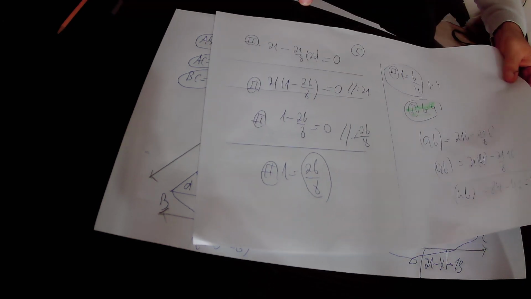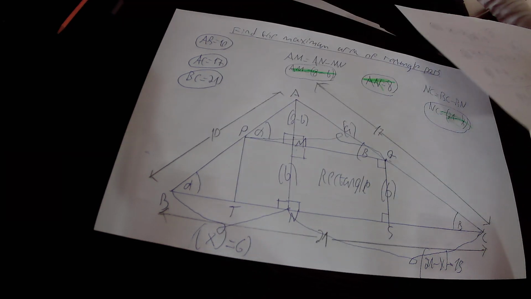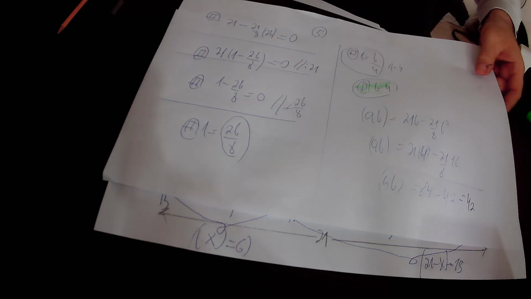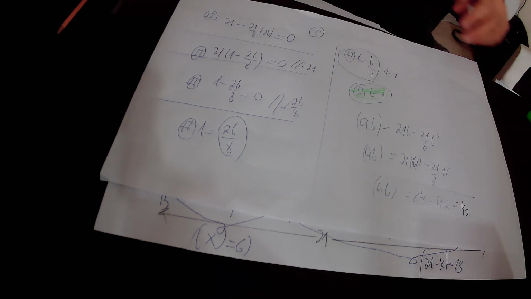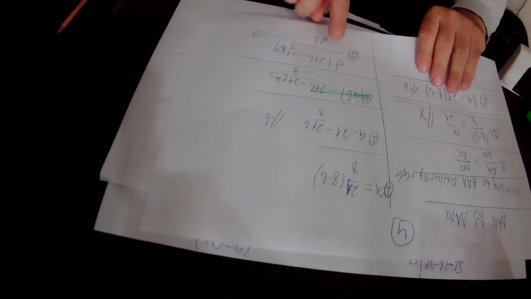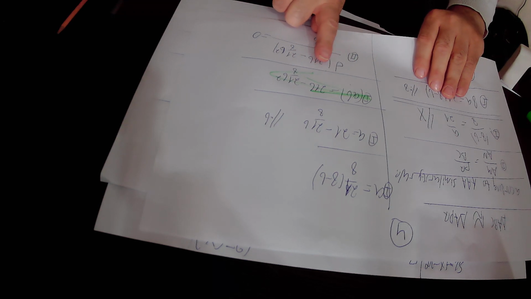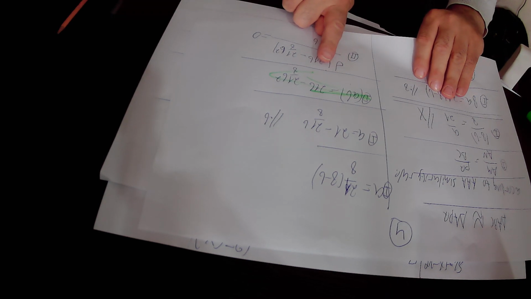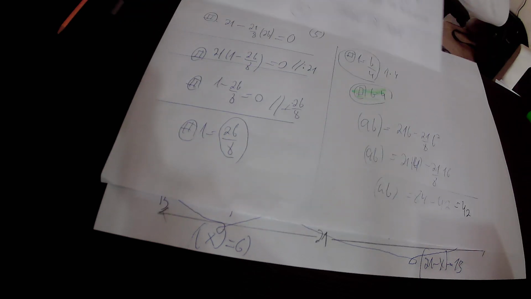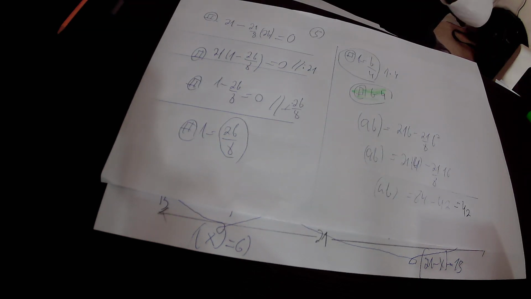of this function area of rectangle PQST, the extreme point is b equals 4. Now we have to draw the function area in order to verify that the extreme point b equals 4 is indeed the maximum extreme point and not the minimum extreme point.